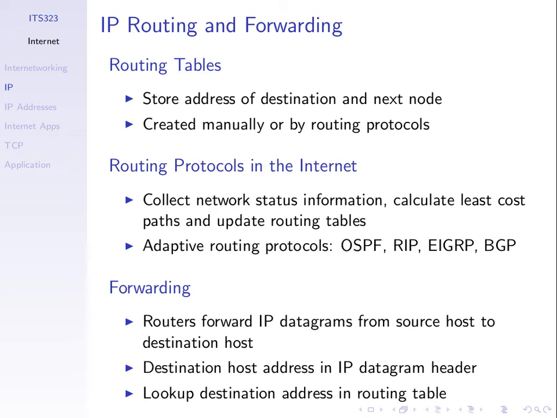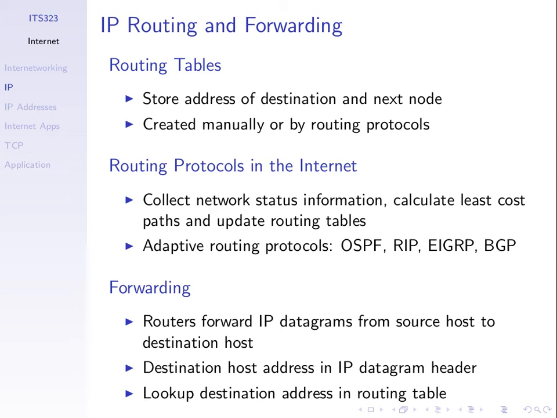But in larger networks, instead of someone programming in the routing table, there's a protocol that automatically does it for us, a routing protocol. And there are different routing protocols that would do that for us. They do the task of collecting the network status information, calculating the least cost paths, and updating the routing tables so that we don't have to do it for our computers. And there is a list of some of the names of routing protocols.